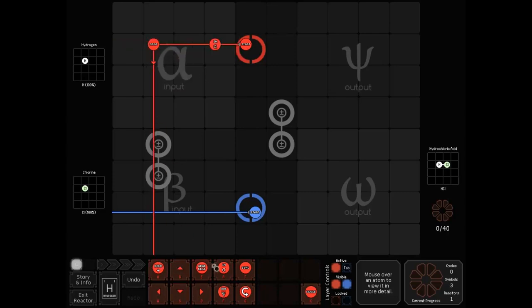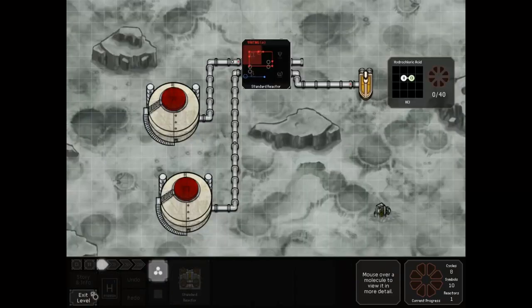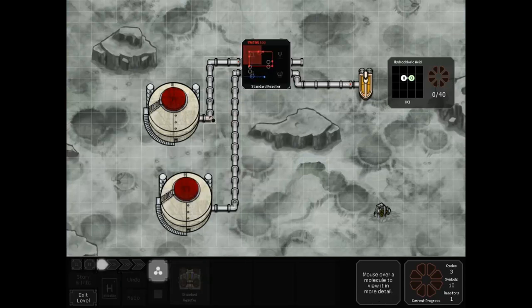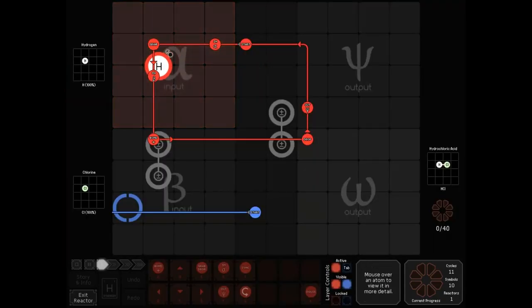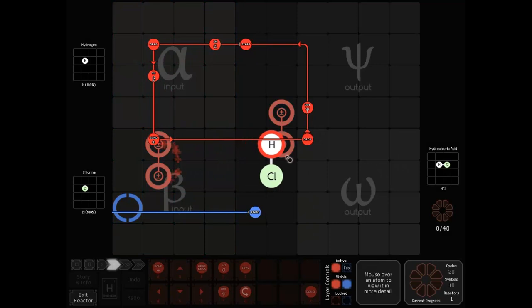Grab, input the chlorine, bond, drop in the output zone, and output. The only rub is that it's trying to input an alpha but can't because, start it again, the hydrogen from these tanks actually takes time to move. So it's got one, oh, but now it has to wait for the chlorine. Now it bonds.